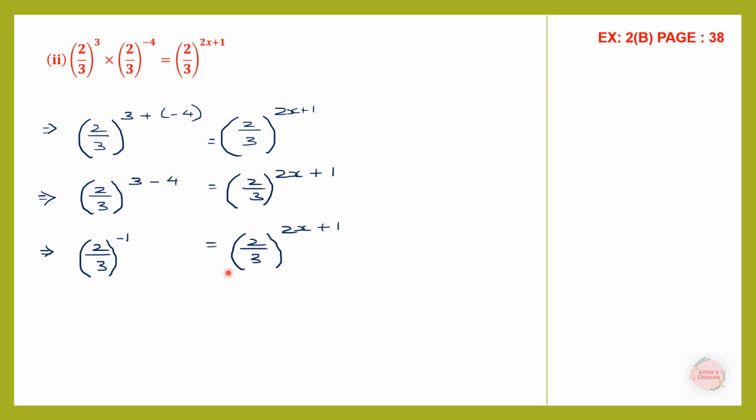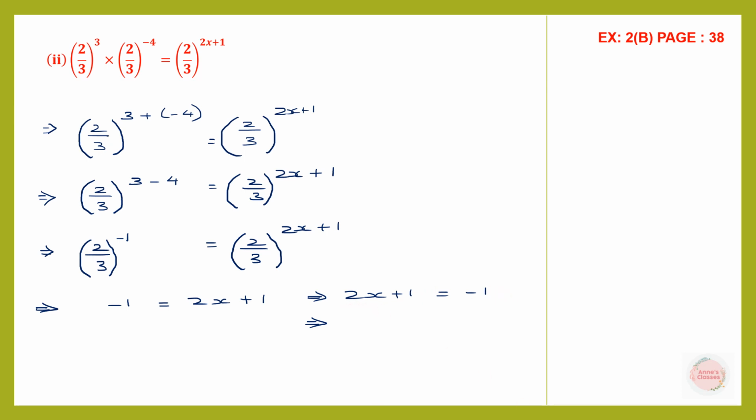Now can you see that the bases are equal? If the bases are equal, that means the powers are also equal. So here what do we get? We get minus 1 on the left hand side. This is equal to 2x plus 1. So I'm just moving this to the other side. That is, I'm writing 2x plus 1 on the left hand side equal to minus 1. This is just to make our work easier when we have the unknown quantity on the left side. Same thing, I've just interchanged the sides.